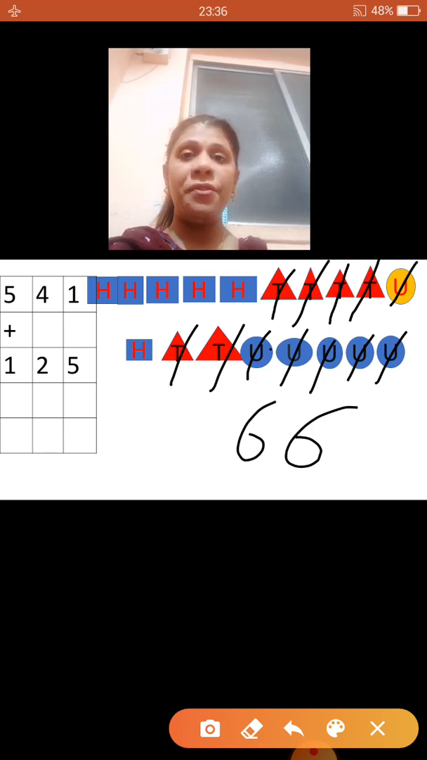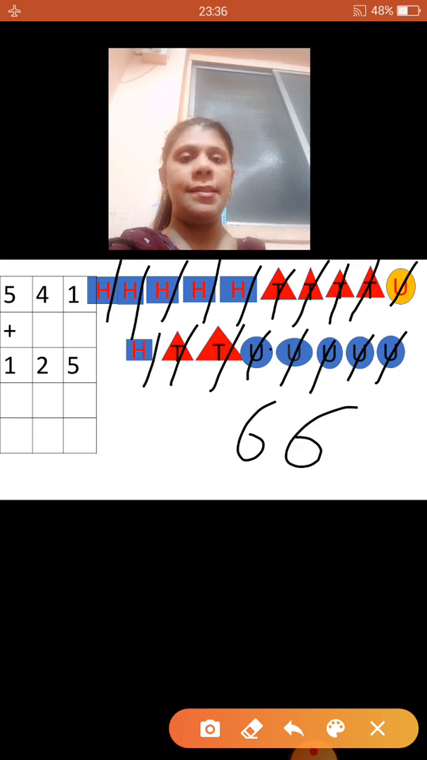Okay. So here also if we add 4 plus 2, what we will get? 6. Okay. How many hundreds now? Count and tell me. 1, 2, 3, 4, 5, 6. Okay. So in the hundreds also we are having number 6.